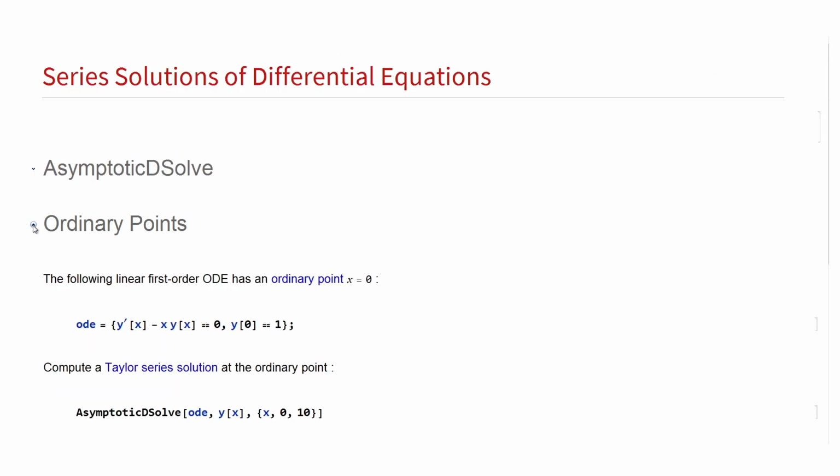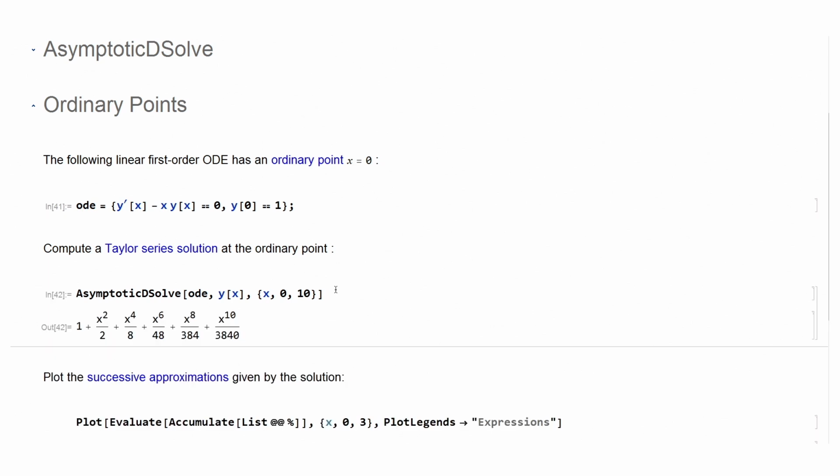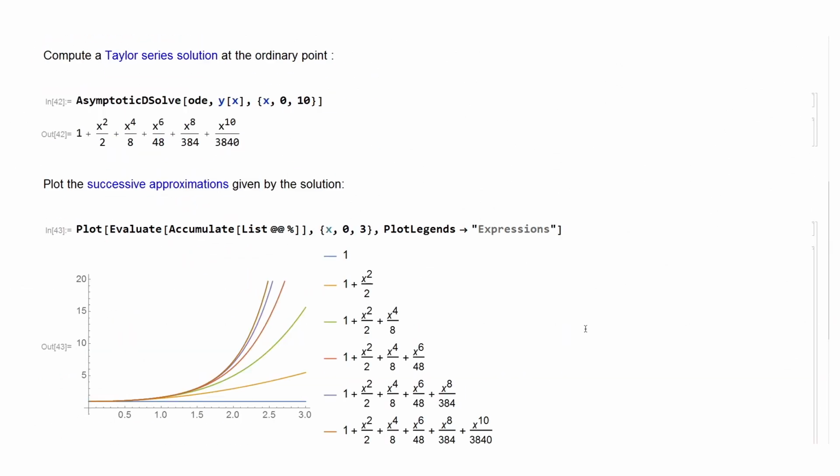Okay, so ordinary points. Now here you have no particular problem in the equation. There are no singularities in the coefficients at 0. So you get back a nice Taylor expansion, and that Taylor expansion is easy to plot. You get back lots of approximations. That's a textbook example of solutions at an ordinary point.